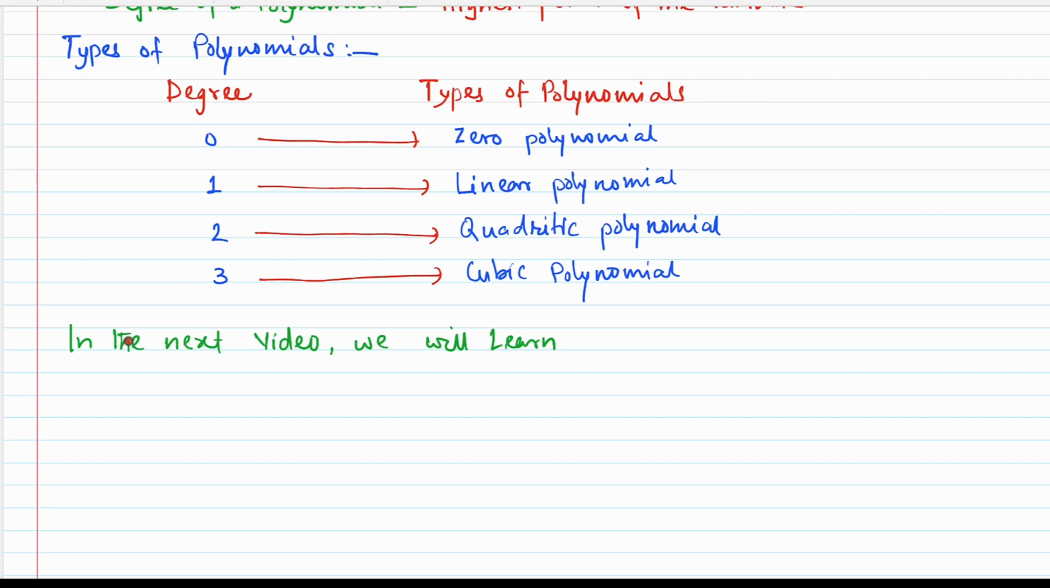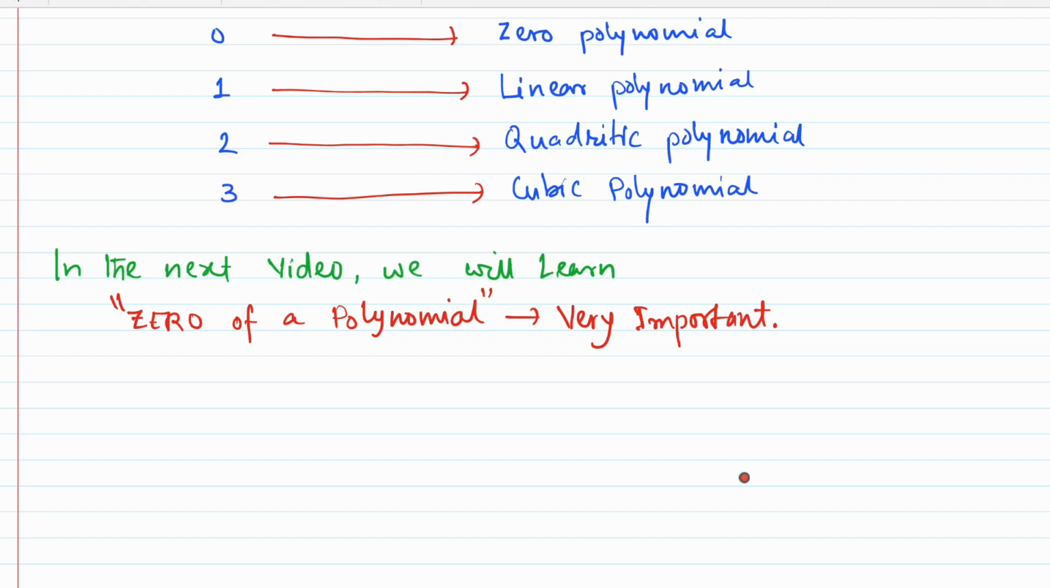In the next video we will learn the zero of the polynomial, which is a very important concept, and there are many problems which come with this. Fundamentally we have to be clear on how the zero of a polynomial works, which is very important and will be part of the next topic.